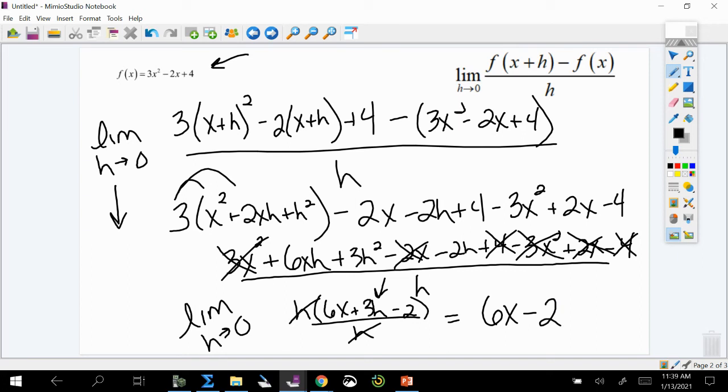This is referred to as the derivative of the function. One of the notations that we're going to use for derivative is a prime symbol. So when you see this little prime symbol, f prime of x is how that's read.